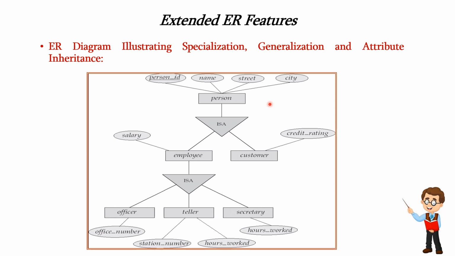Now attribute inheritance. So here the employee entity set is having its own attribute salary. In addition to it, it can inherit all the attributes related to the person. So that is called as attribute inheritance. In the same way, customer inherits all the attributes of the person. In addition, it has its own attribute called credit rating. This is applicable for officer, teller, secretary also. So in addition to its own attributes, all these entities will inherit the attributes of employee, which is salary. So thus we have seen the concept of specialization, generalization and attribute inheritance.